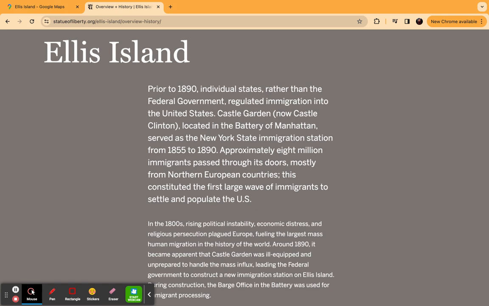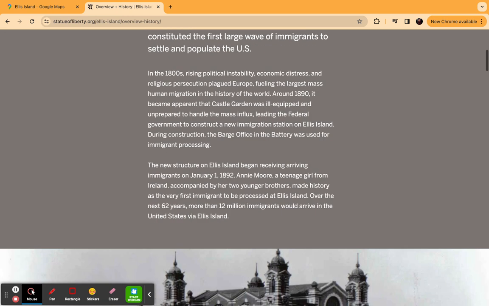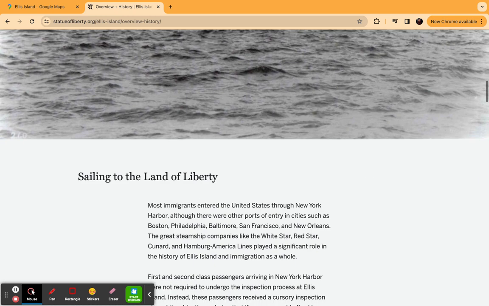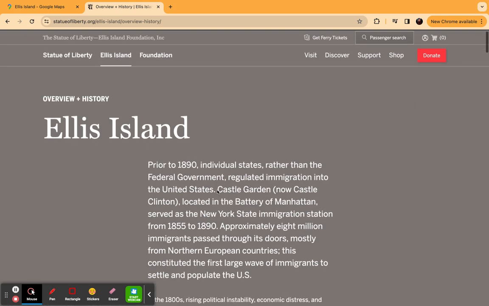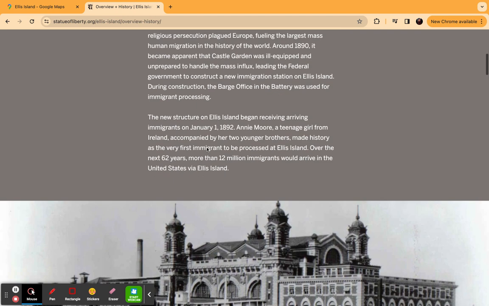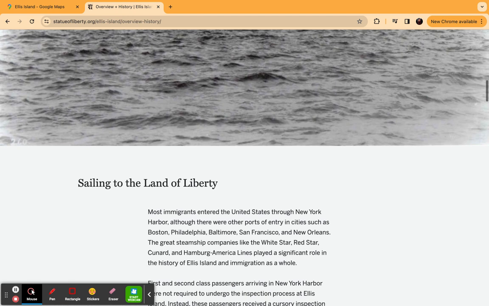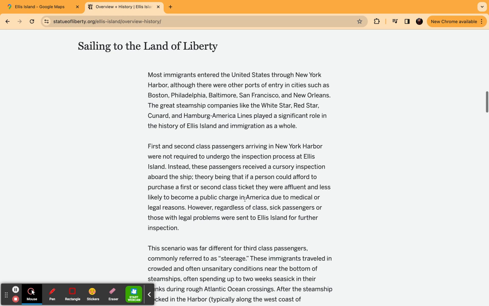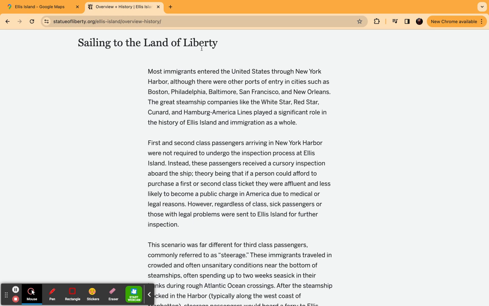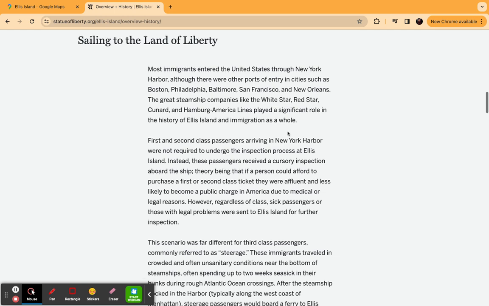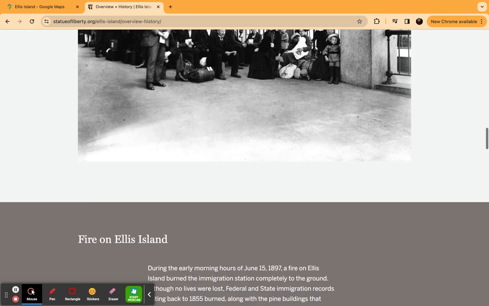Another thing I'm looking at when I'm scrolling through here is topics directly related to my topic. So the first section here is on Ellis Island, which is what my topic is related to. Scrolling down here, it goes on to talk about the sailing of the Land of Liberty, which is talking about immigrants entering through the New York harbor. So that's still related to my location as to where it's at.